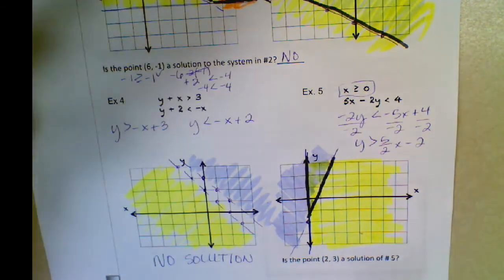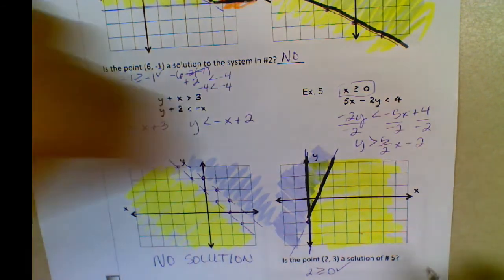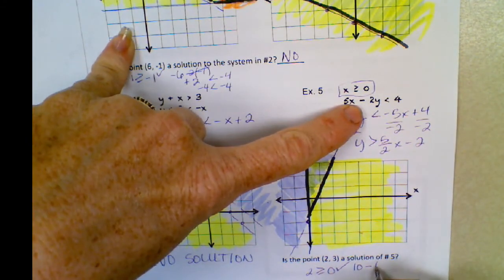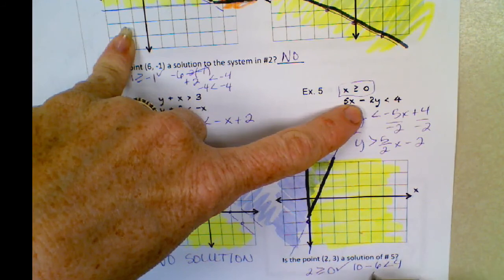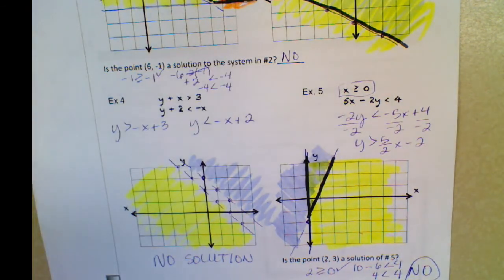Let's check it algebraically just to prove it. So my x value is 2. So 2 is greater than or equal to 0. That's fine. 5 times 2 is 10, minus 2 times 3 is 6, is less than 4. So again, we have 4 is not less than 4. So this makes it not a solution to the system. Okay, pretty easy. We will work on that in class. Thanks.